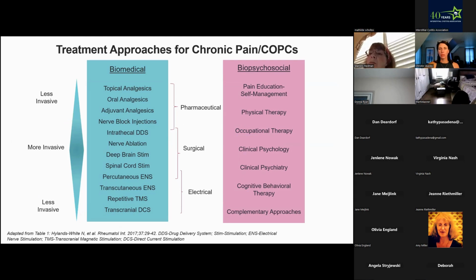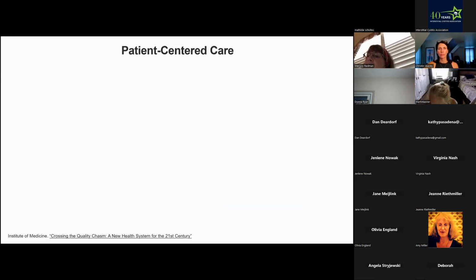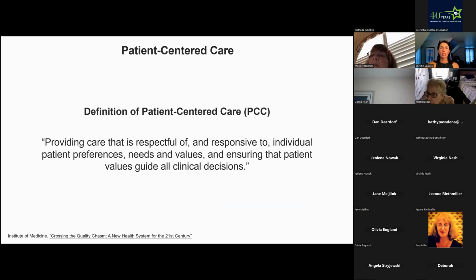They can include drug, pharmaceutical options, surgical options, electrical options like TENS. And then also in the pink category, biopsychosocial treatments that are non-pharmacologic, like physical therapy, self-management, cognitive behavioral therapy, or integrative or complementary approaches. But the idea is that regardless of whatever type of treatment a patient is utilizing, their care should be patient-centered, right?